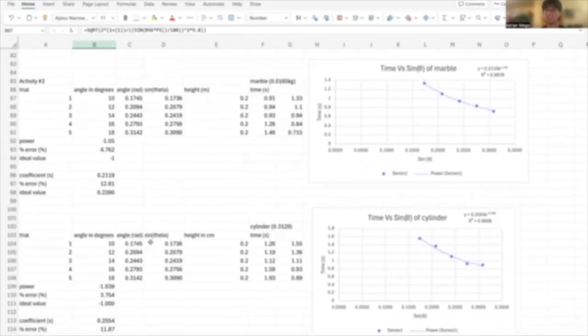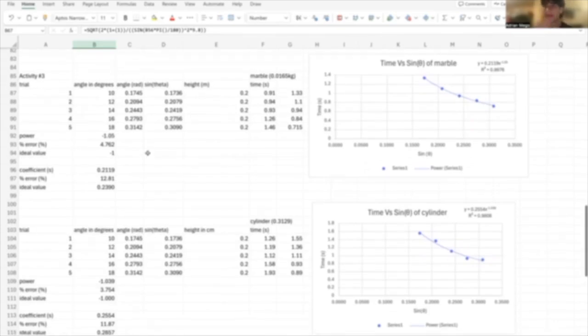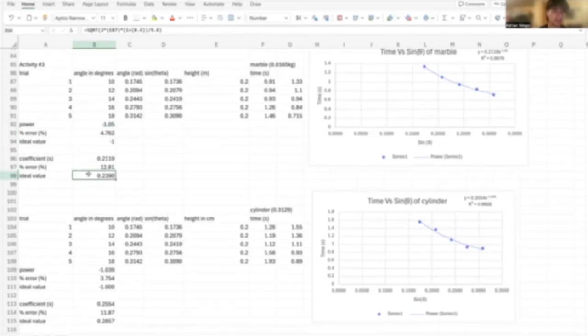For activity 3, we changed the angle of the ramp with the same height. So for activity 3, we varied the angle of the ramp and kept the height the same. This is the power that we got with the expected value of this from the theory, -1. There's our percent error. Our coefficient had a big percent error, so we explained that in the conclusion. It was still below 15%, but it's still concerning.